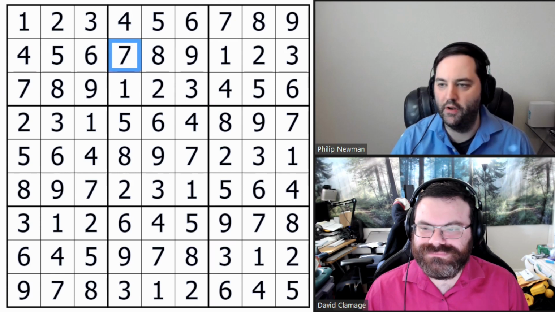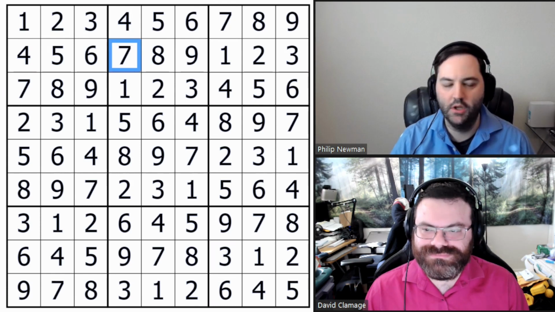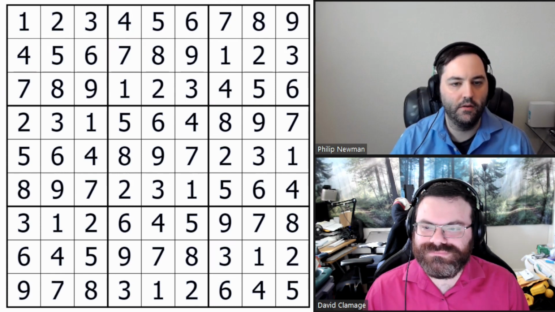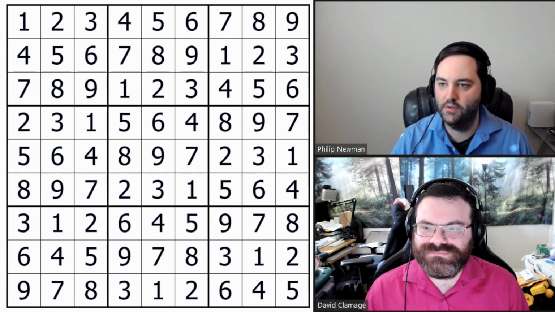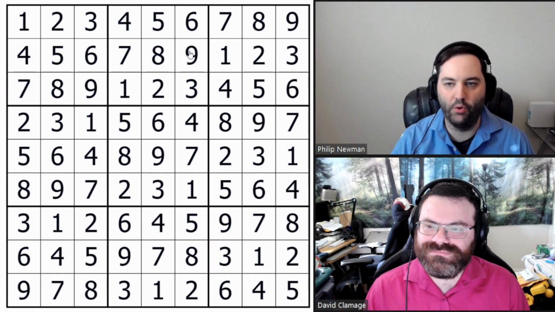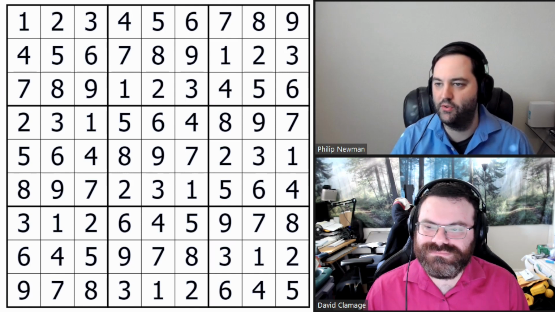You could try and put a 1 there, but you're going to break your Sudoku. So in addition to being the smallest in terms of, if I wrote this as a string, it would be the first alphabetical.